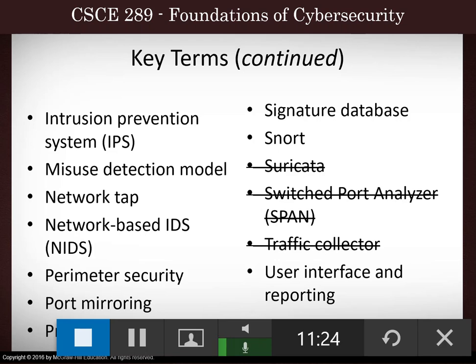A signature database is a collection of activity patterns that have already been identified and categorized, and that typically indicates suspicious or malicious activity.